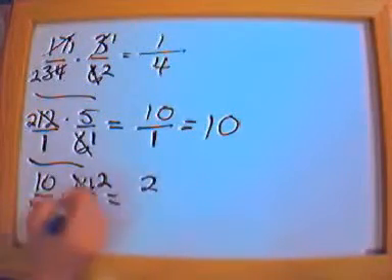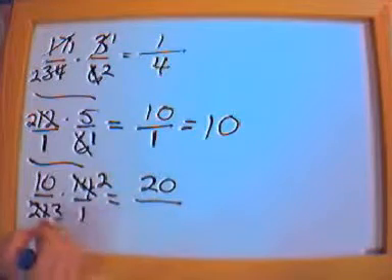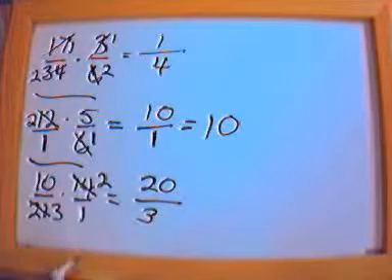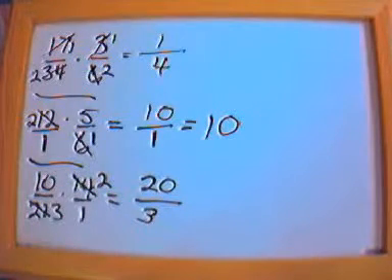10 times 2 over here is 20. And 3 times 1 is 3. And I don't know about you, but I can't figure out how to simplify 20 over 3. I can't think of a number that goes into both of them an even number of times. So I'm going to call that the answer.